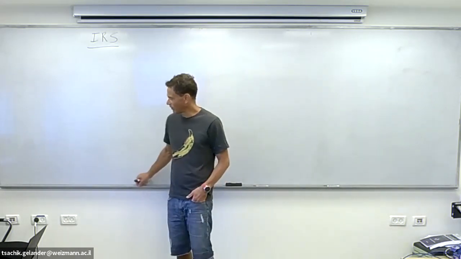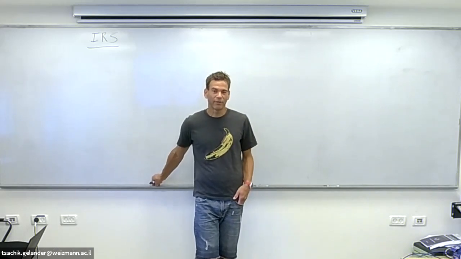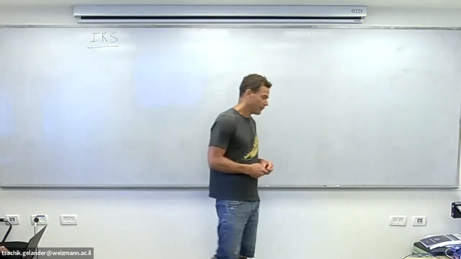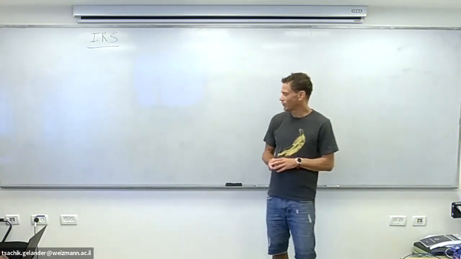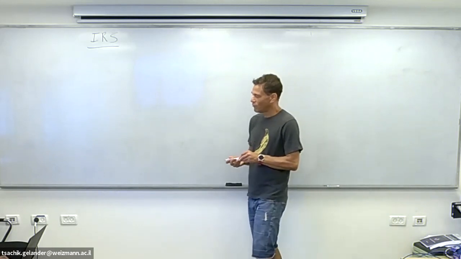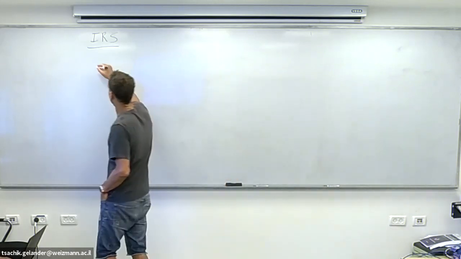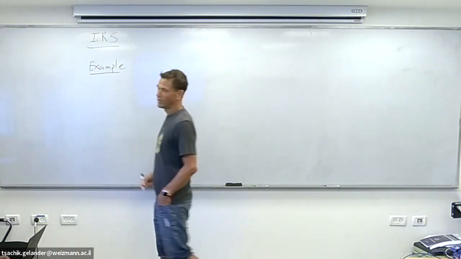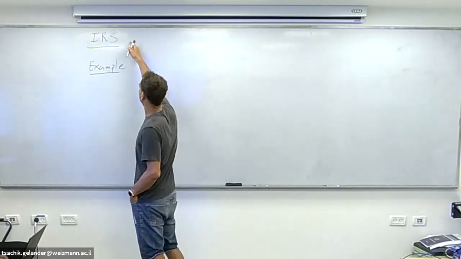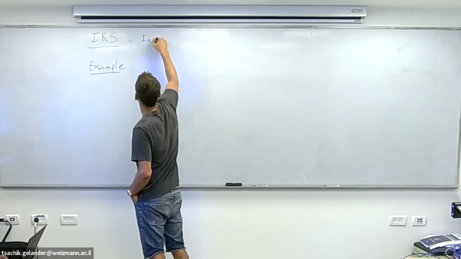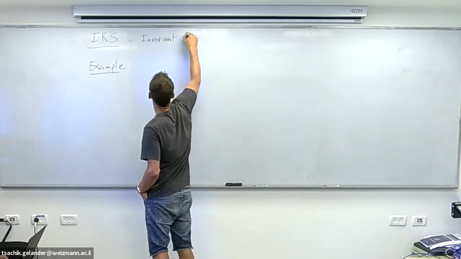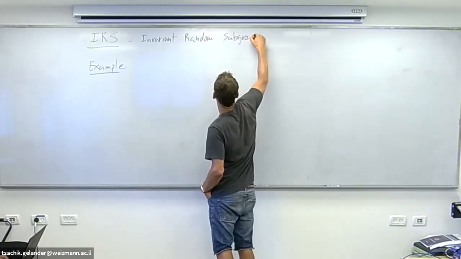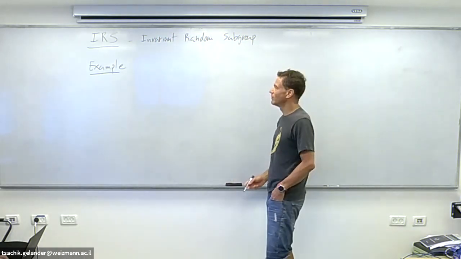So we've seen that lattices are extremely important objects. We already have a taste that it's related to arithmetic and it's related to geometry. And so now we want to view it as a random object. So, an example of an IRS, which is short for invariant random subgroup, which I will define soon.